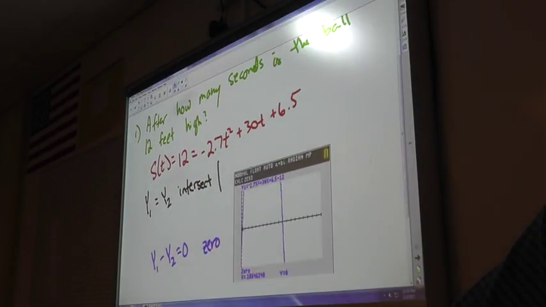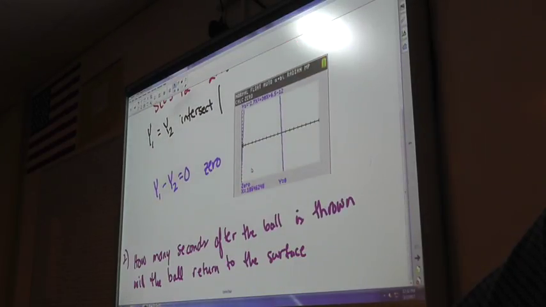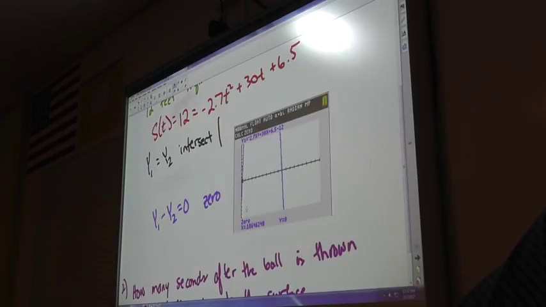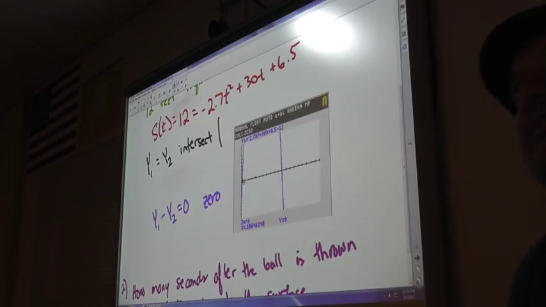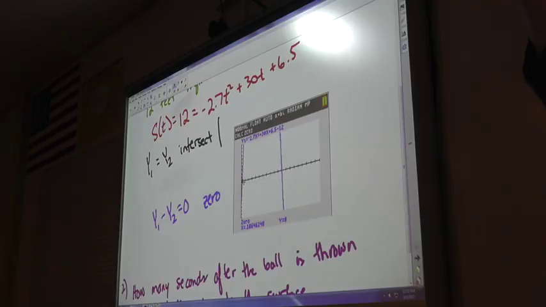Now, do we want to solve it by hand? That's one of the answers, because it actually hits 12 twice. It hits 12 when you throw it up, and then back on the way down.